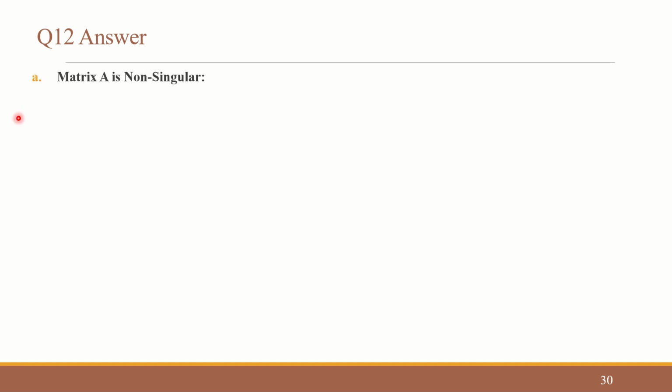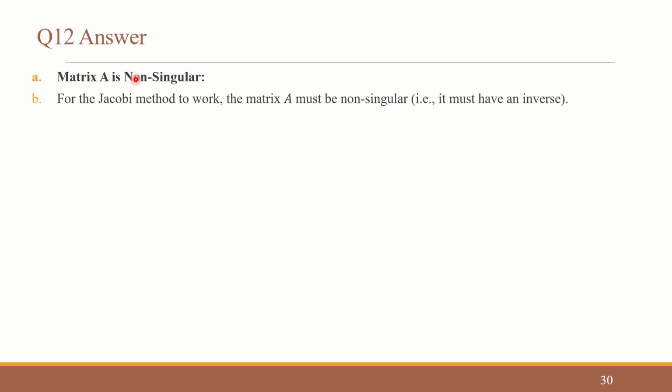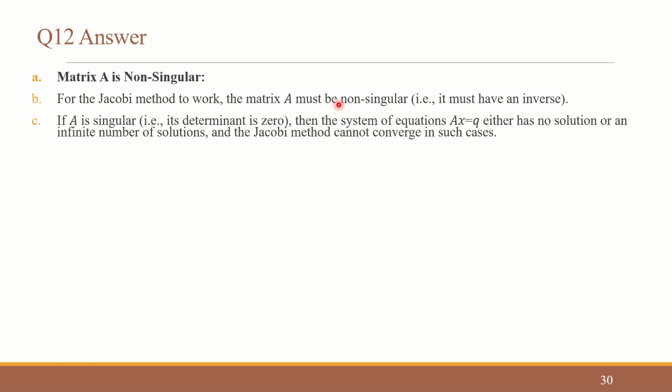First we will see that matrix A is non-singular. For the Jacobi method to work, matrix A must be non-singular. That is, it should have an inverse. So only then can it work better. If A is singular, that is its determinant is 0, then the system of equations Ax is equal to Q either has no solution or an infinite number of solutions, and the Jacobi method cannot converge in such cases.